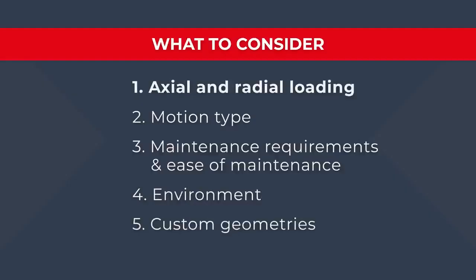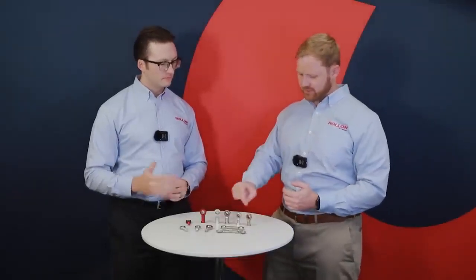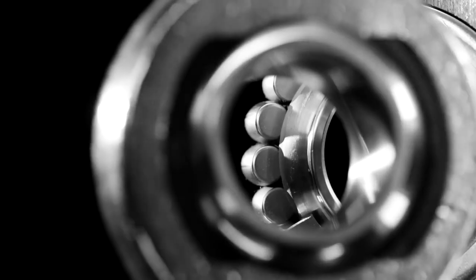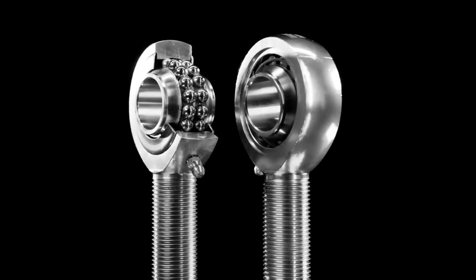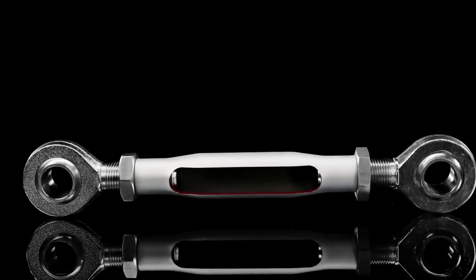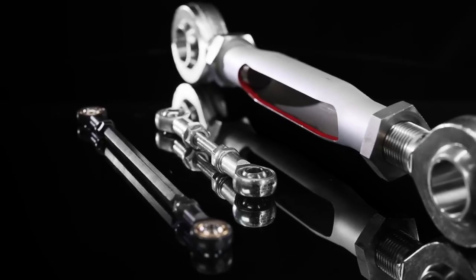Let's start with axial and radial loading. In this case, axial loading acts into the face of the rod end, while radial loading acts into the outer diameter of the housing. How does axial and radial loading impact rod end selection? Rod end design varies depending on if it's intended to accommodate axial, radial, or combined loading. The housing material, bearing type, and raceway material need to be strong enough to withstand application loads, and they need to be selected carefully to ensure the rod end will have the operating lifetime that the application needs.